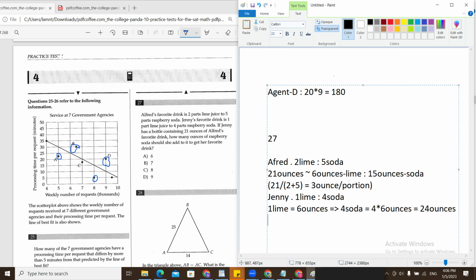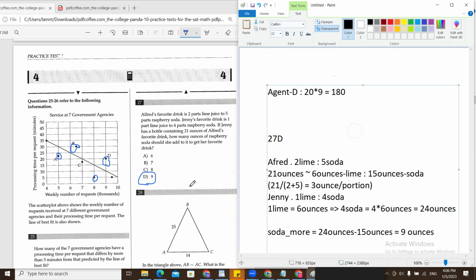So the soda that has to be added, the additional soda, is just 24 ounces minus 15 ounces. So that's going to be 9 ounces. 9 ounces. Okay. So it's D. 27 is B.